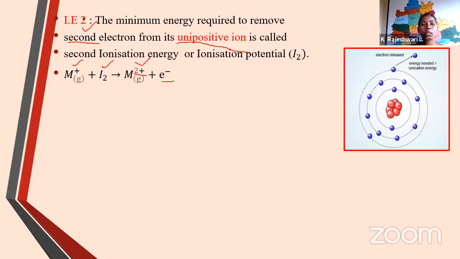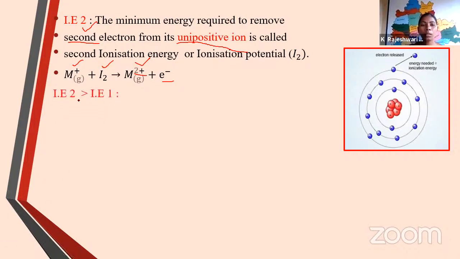Remember this point for second ionization energy. Same as before, but instead of M we should write M plus, and instead of M plus we should write M2 plus, with the electron removed, and instead of I1 we write I2. That is the difference, mark. So clearly write the definition, then only will you get the one mark for the definition.